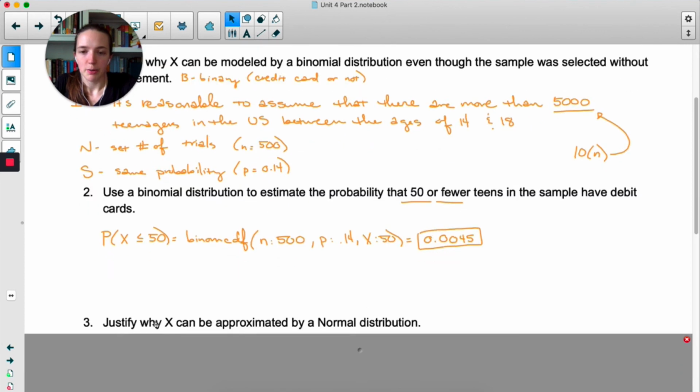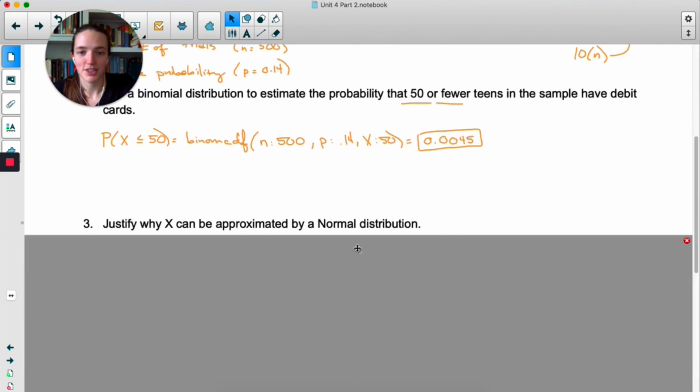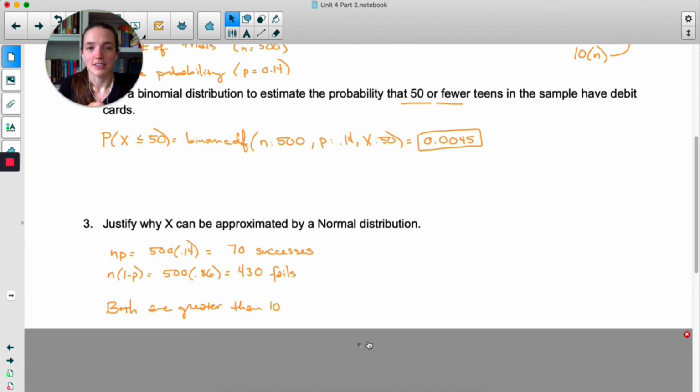Okay, justify why x can be approximated by a normal distribution. Well, we check our normal condition. N times p is 70, that's the number of successes. N times 1 minus p, that's the number of fails, 430. Both of those are well above 10, so we can assume that we have an approximately normal distribution.